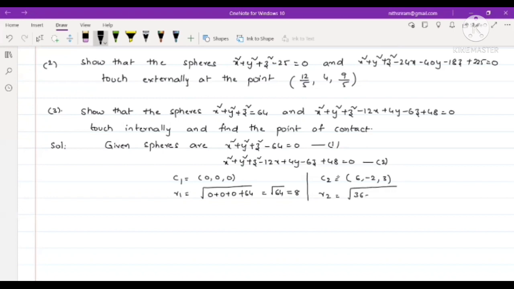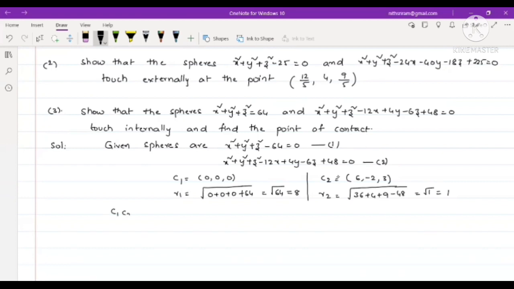Radius R2 is equal to square root of u square plus v square plus w square minus d. It means 36 plus 4 plus 9 minus 48. Since 48 is the constant in the second sphere, we write minus 48. So 36 plus 4 plus 9 is 49, minus 48, which is equal to root 1. Root 1 is nothing but 1. So R2 is 1.